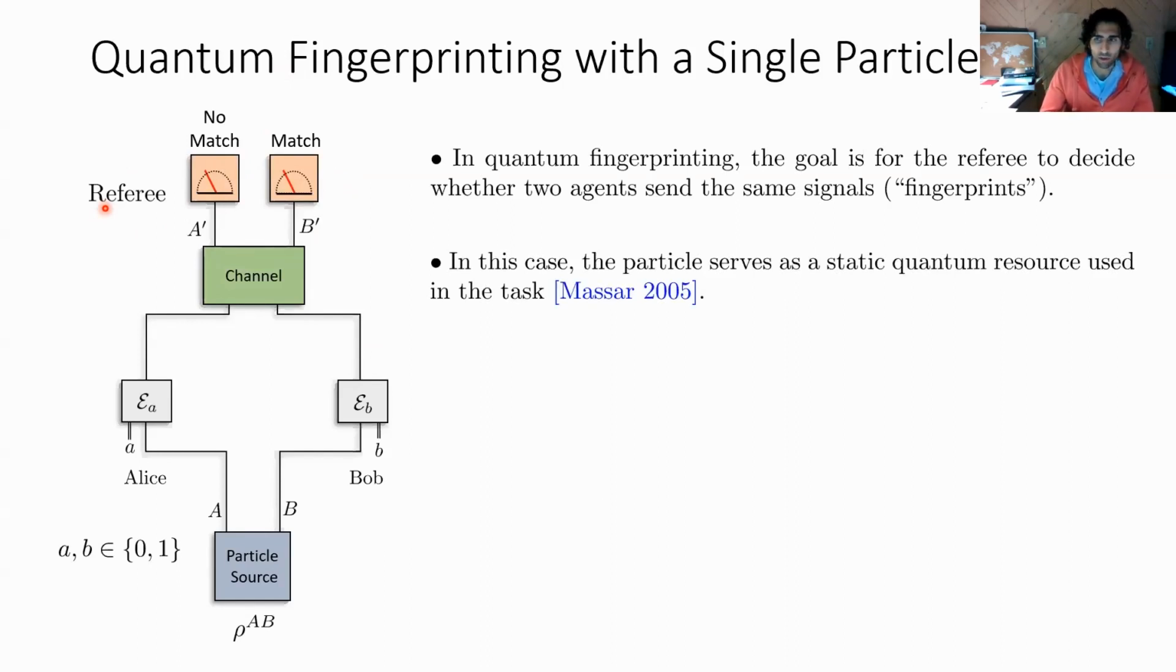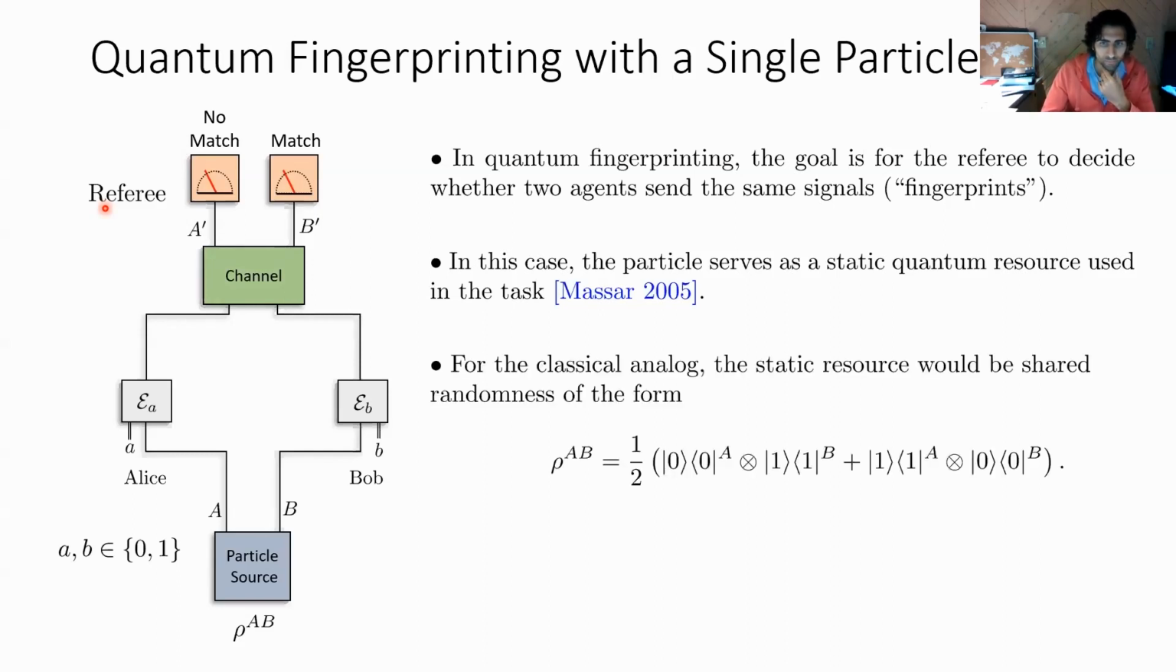in this case, you can think of this particle as being like a static quantum resource that's used in the task. And so if we wanted to compare it to a classical resource, the static resource would be shared randomness between Alice and Bob.